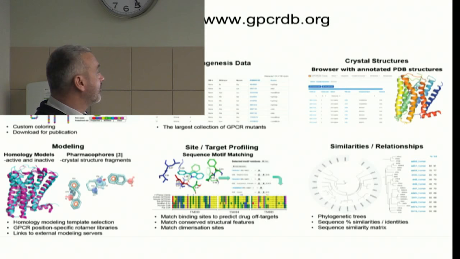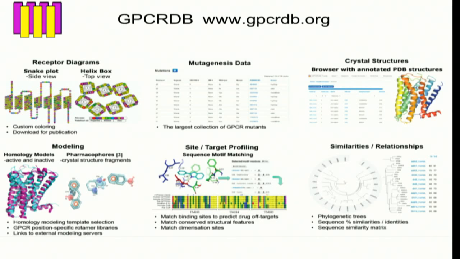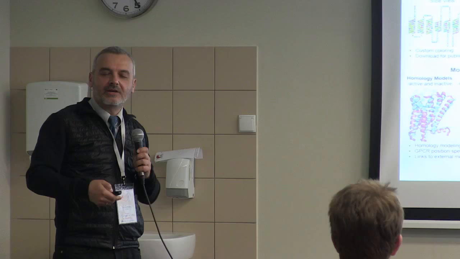For those proteins which do not have crystal structures yet, homology models are available, which are developed using the best technology up to date. You can also find pharmacophore models and binding site descriptions. You can play with similarity. So this is absolutely huge, like online software for G protein coupled receptors.